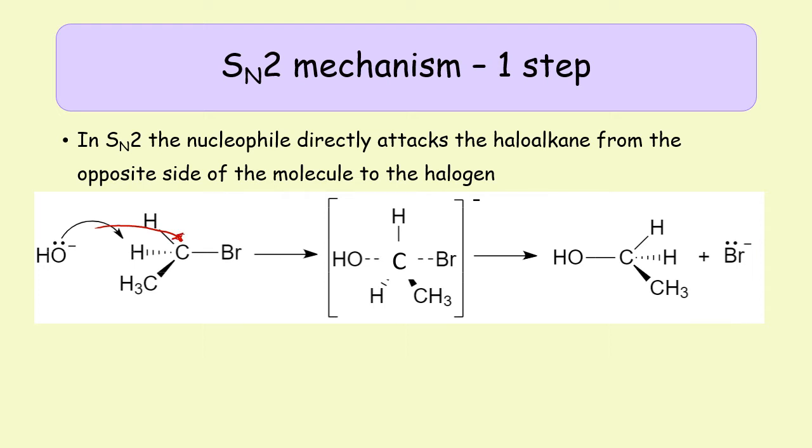Now we can see here that our intermediate, because we had a negative ion attack a neutral molecule, is negatively charged, and we show it in square brackets. And that negative charge is spread over the entire molecule. That's why we use the square brackets, whereas in SN1, we showed the positive charge on the carbon because it was localized.